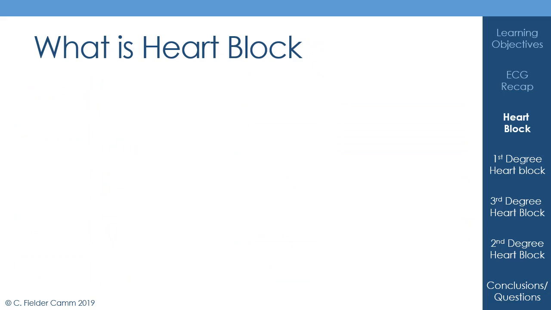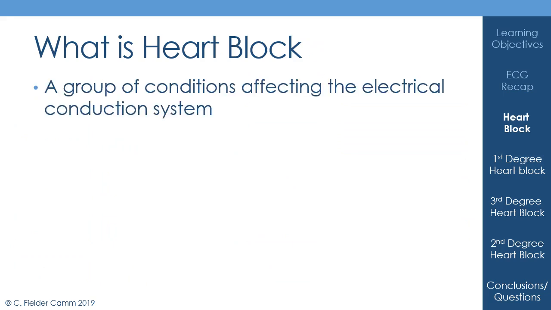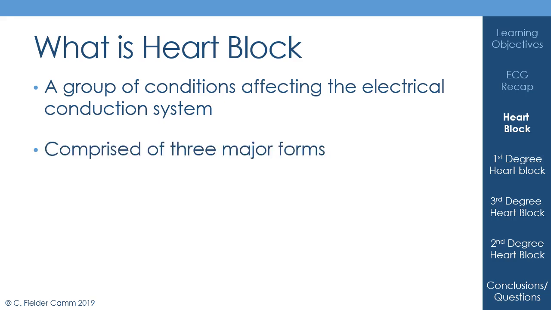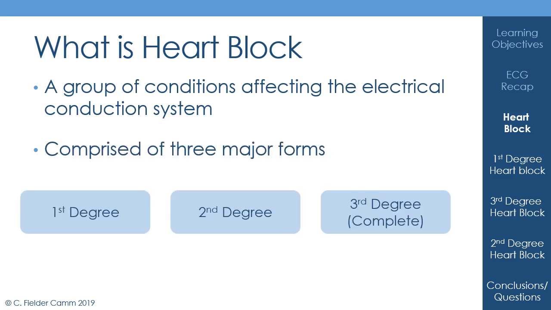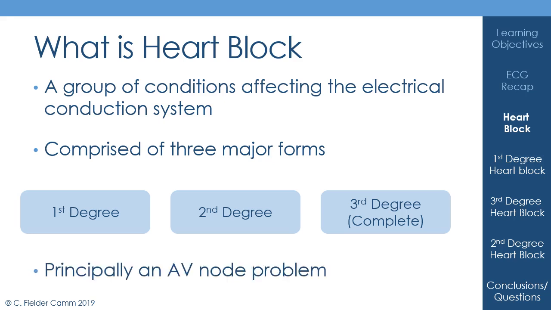So what is heart block? Well, it's actually a group of conditions which affect the electrical conduction system, and essentially what links them together is that they in some way impair the communication between the atria and the ventricles. But they can do that in slightly different ways. And there are 3 major forms: first degree, second degree, and third degree, also called complete heart block. And as you can imagine, as we go further down the degrees, things get worse.